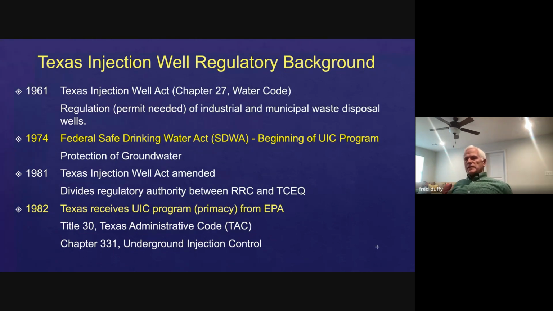1982, Texas received primacy. What that means is that EPA in the beginning had the authority to carry out the UIC program. If a state wanted, they could petition the EPA and had to show the EPA that they had the resources, such as staff and funding, and could have the same regulations. EPA would sign off and grant that state agency the authority to carry out the UIC program on their behalf, and that's called primacy. Next slide.